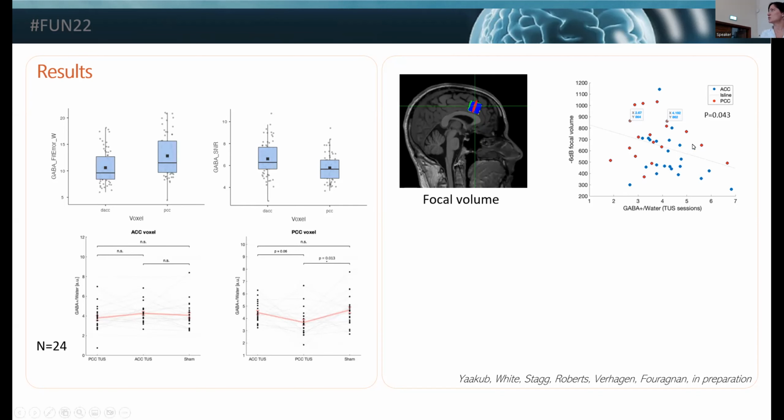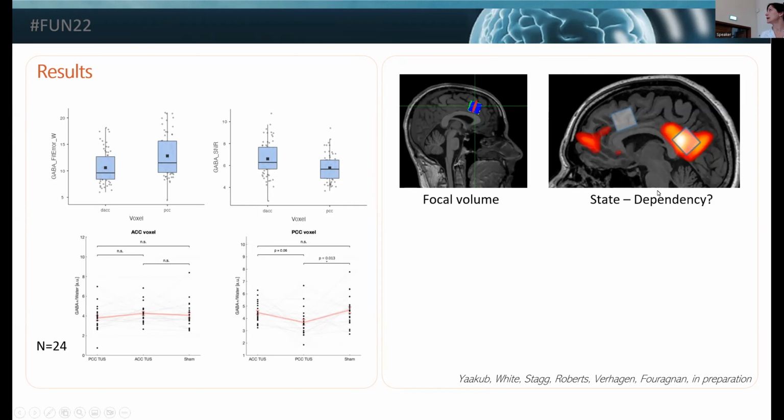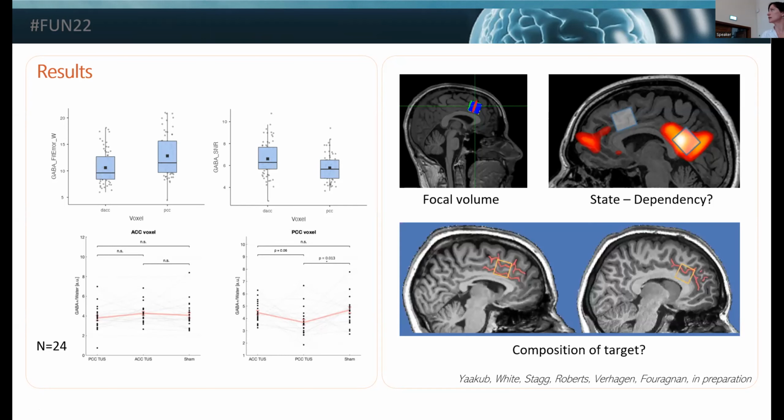And it looks like it does matter. The bigger the focal volume, the more decrease in GABA we saw. So perhaps that explains what we found. Another possibility is state dependency. This is the default mode network at rest, just a reminder that people were at rest during this task. The ACC is not very active when you're mind wandering, while the PCC is very active. So perhaps this is what matters.